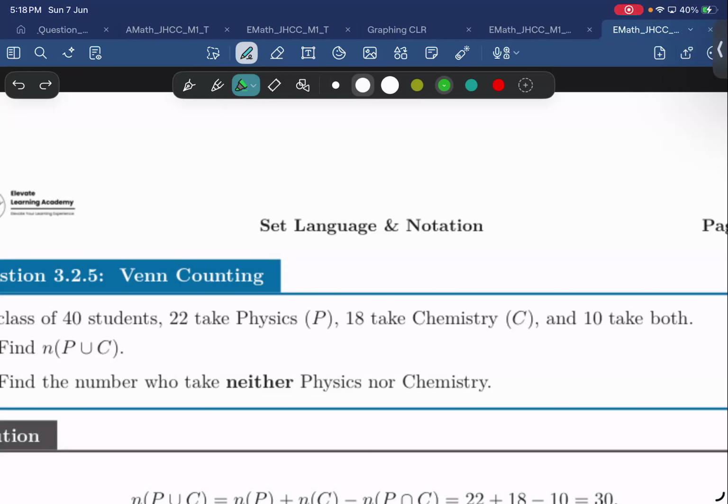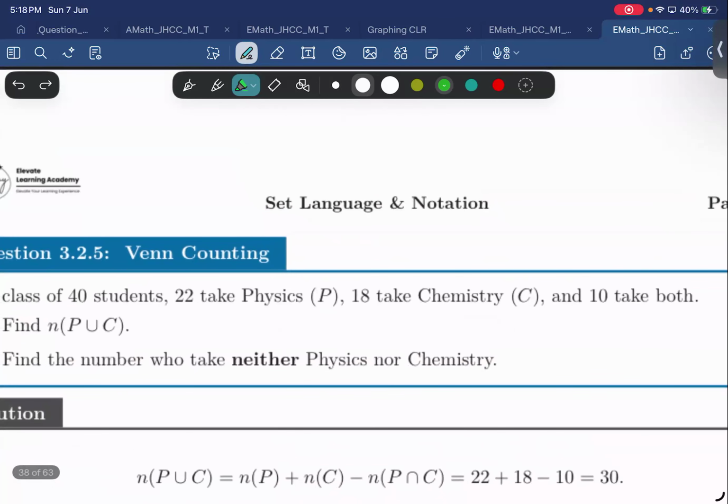Okay, so here this one is actually the formula. 22 take physics, 18 take chemistry, and 10 take both. Then how many people take either one? So you add them up, 22 plus 18, 40, then minus 10, so 30.